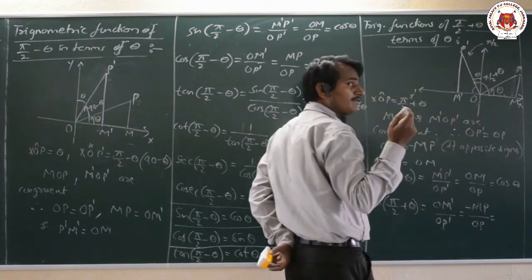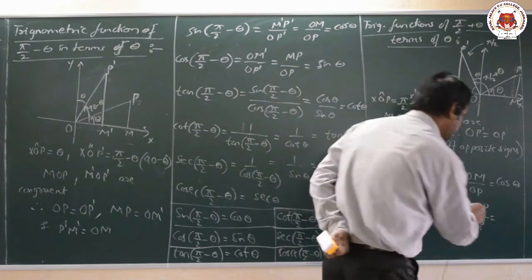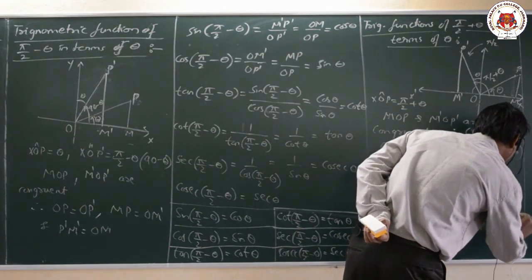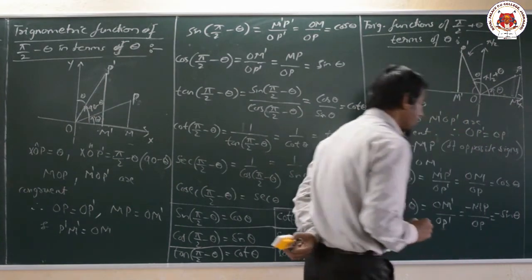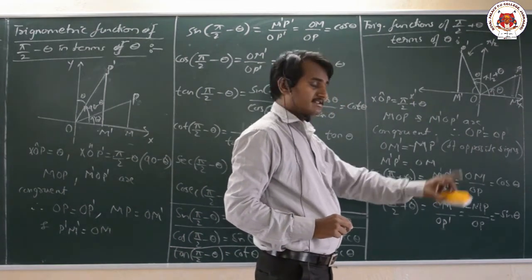That is nothing but our definition for sin theta, opposite by hypotenuse, with the minus sign as it is. Therefore, what we get here is minus sin theta. That is, cos of pi by 2 plus theta will be minus sin theta.